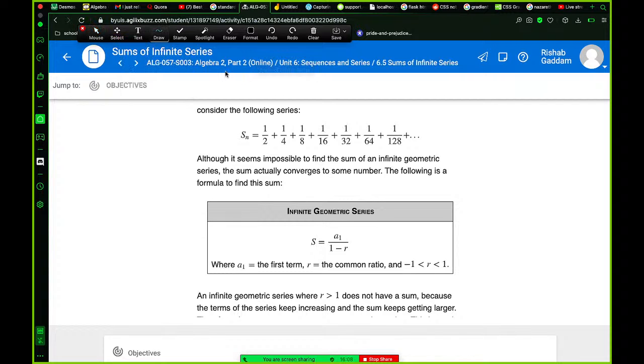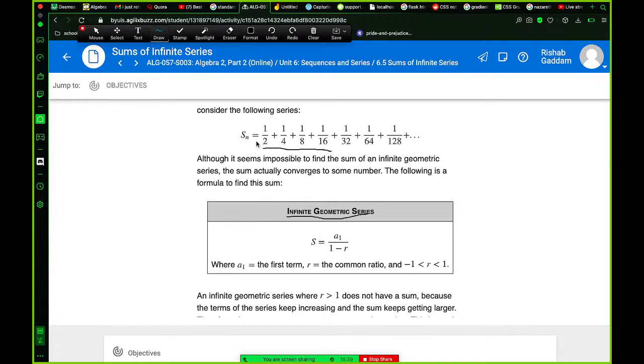It's where there's a geometric series. So this is geometric. And it's infinite, so it doesn't stop, and you want to find the sum of that. And this only works if the numbers get less every time.